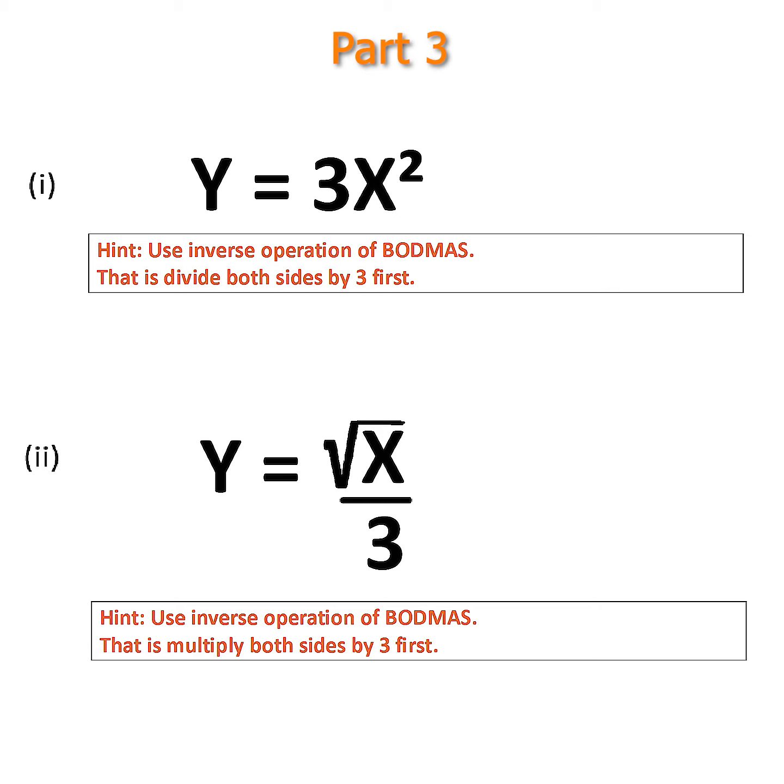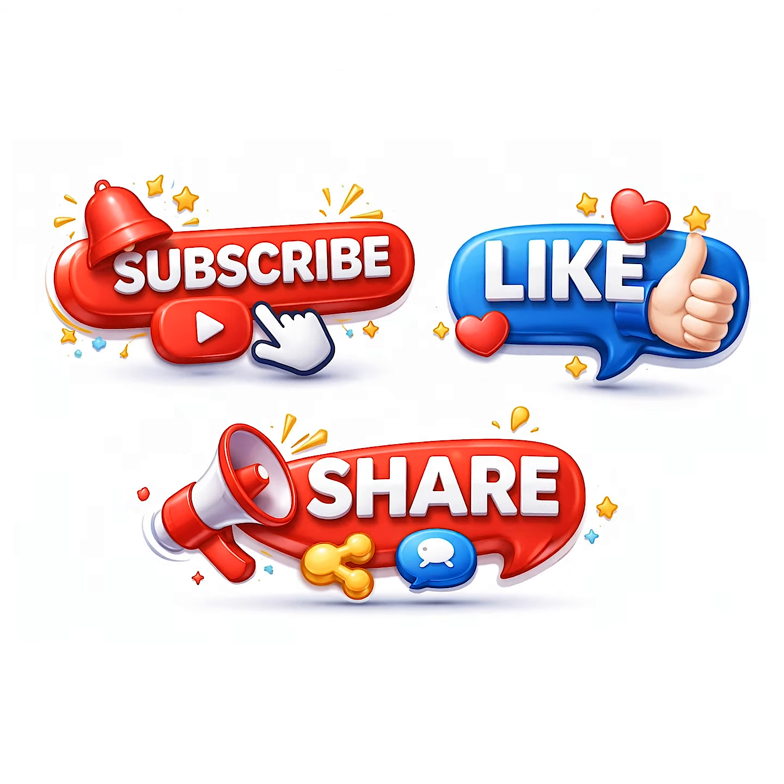In part 3 of our inverse operations questions, the starting point for question 1 is y equals x squared multiplied by 3. For question 2, it's y equals square root of x divided by 3. Since x is our subject again, use inverse BODMAS to rearrange the two equations, leaving x on its own on one side of the equal sign.